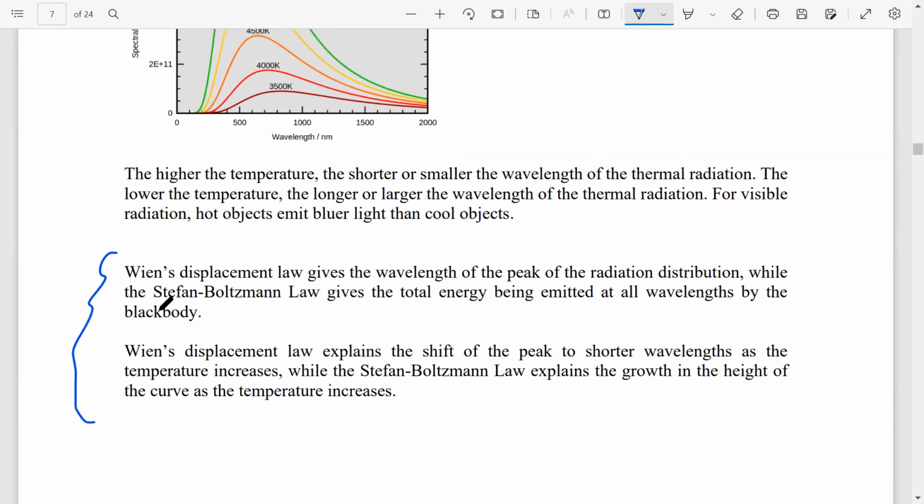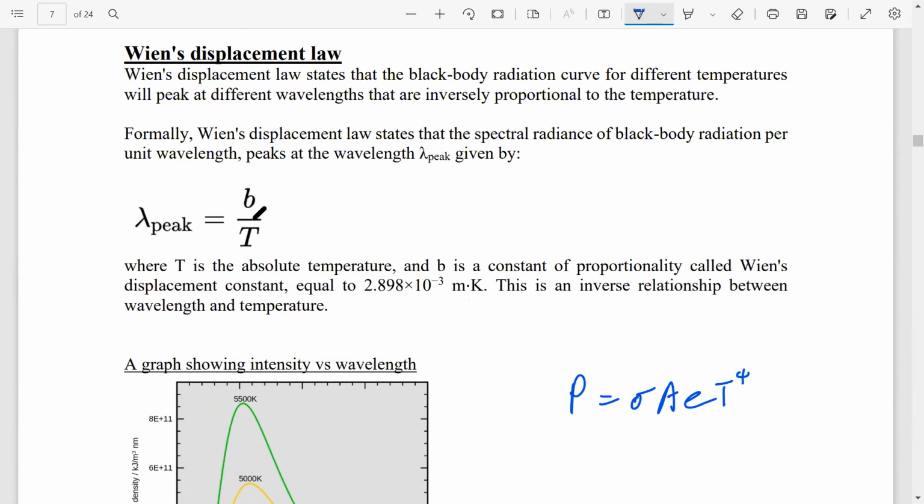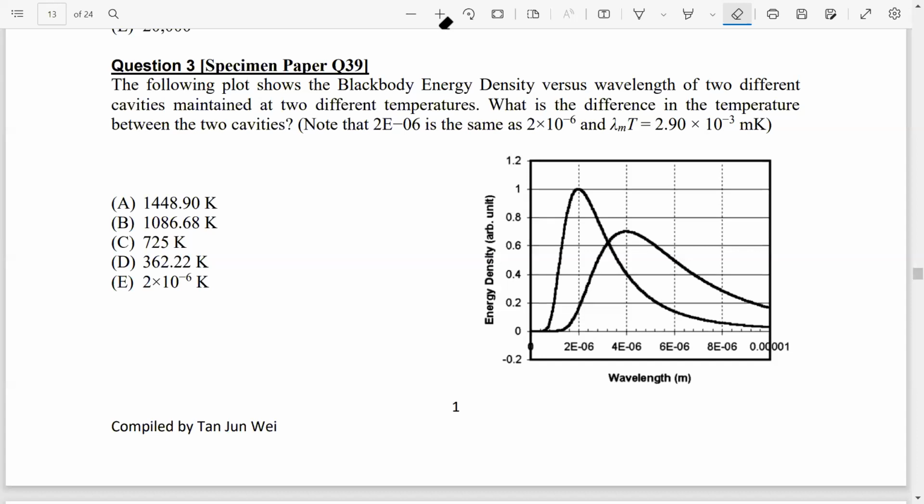The explanation is all here, but basically you only need to make use of this formula, with this constant given, 2.898 times 10 to the power of minus 3. It should be given to you during the Olympiad as well. So let's try this question, which is from your MCQ.